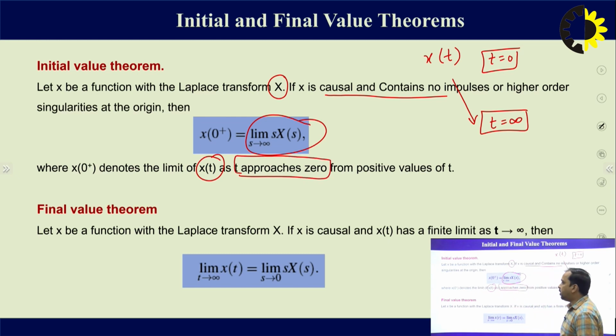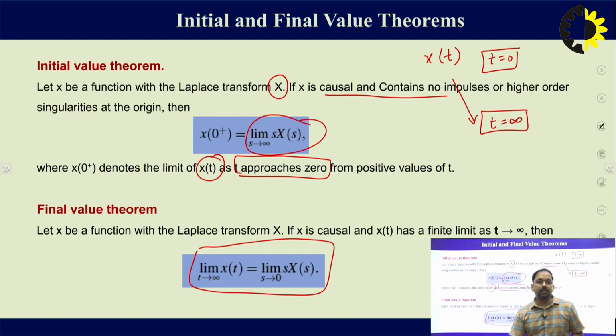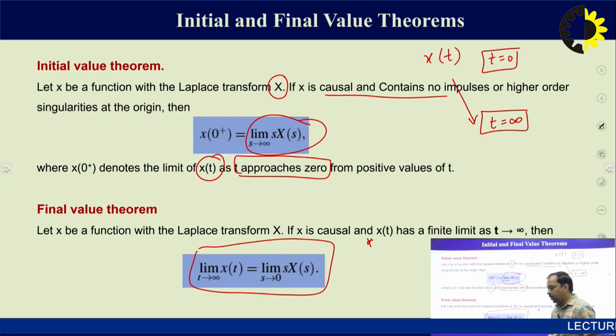Now we have the final value theorem. Again, this final value theorem says that limit t approaches infinity of x(t) can be written as limit s approaches 0 of s multiplied by X(s). Now there are some conditions which are added with the final value theorem.